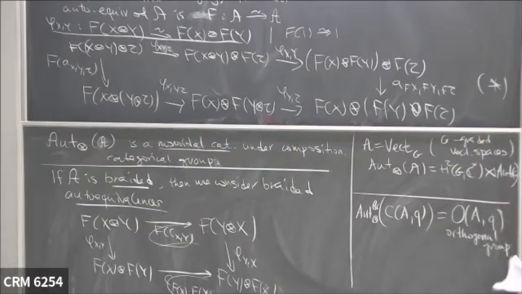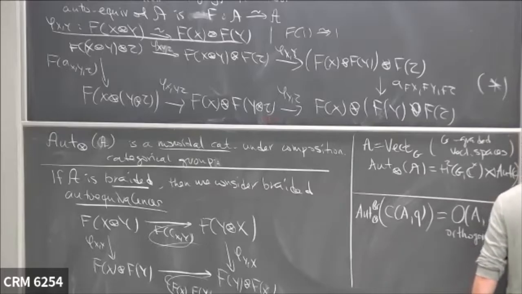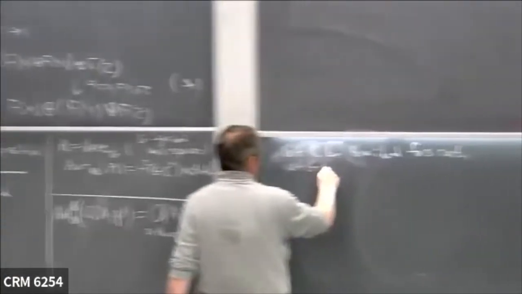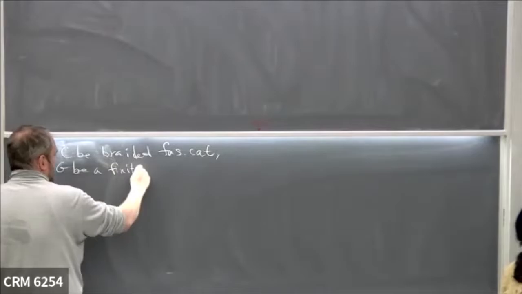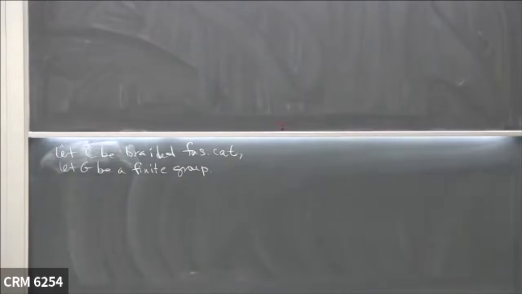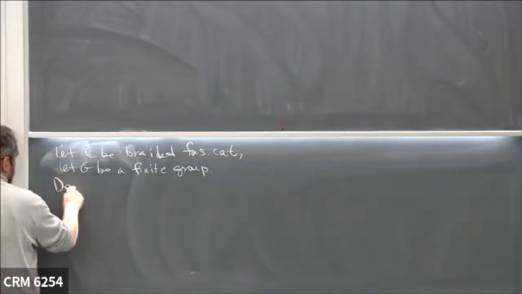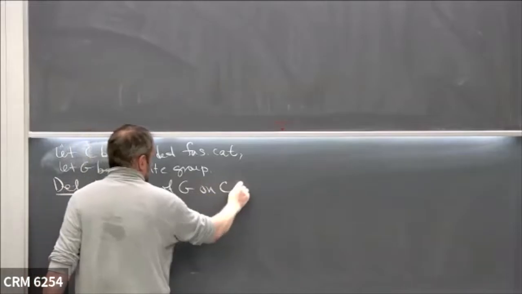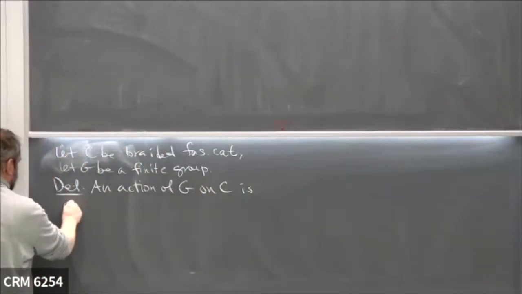From now on, let's switch to braided categories. I mean, there is a story which is non-braided. I will not need it. So now let's see the braided fusion category. And let G be a finite group. Finite because we want to get a finite category at the end. So then an action of G on C is a monoidal functor, categorical groups.